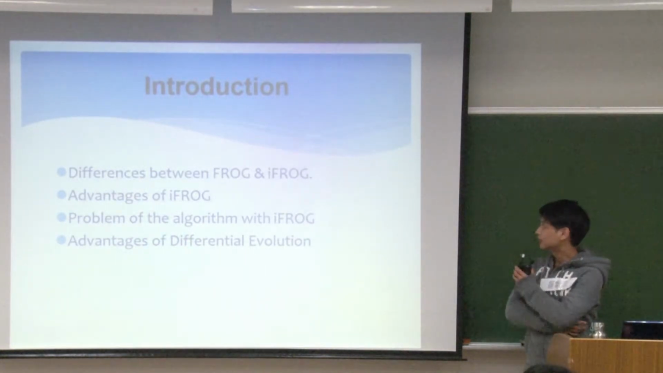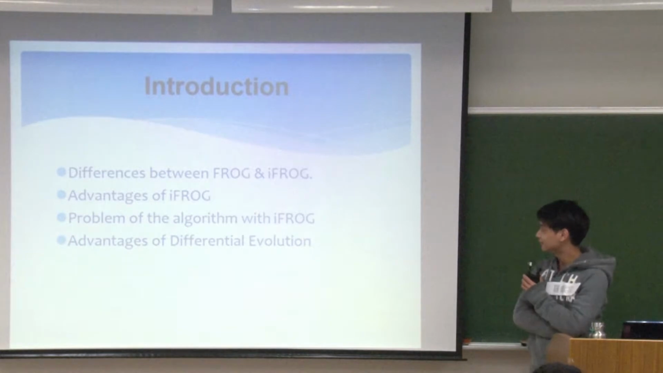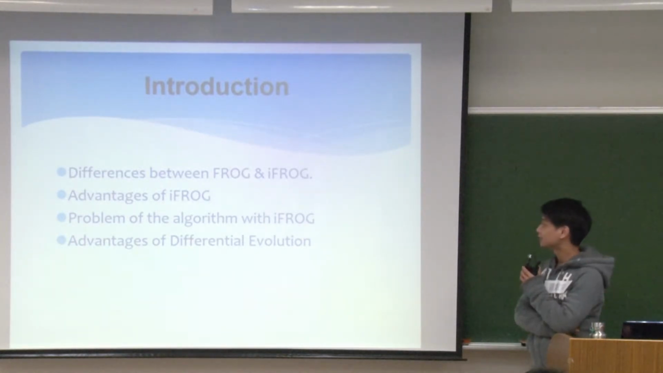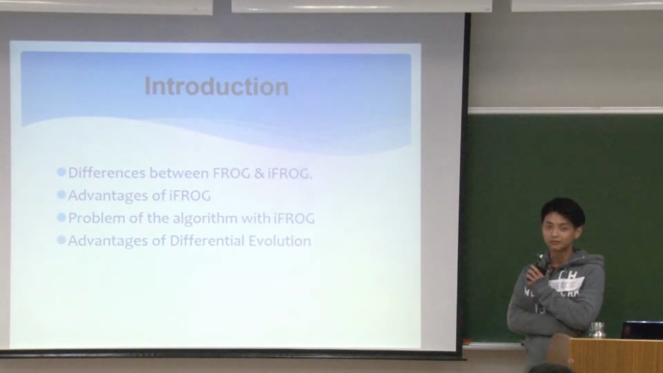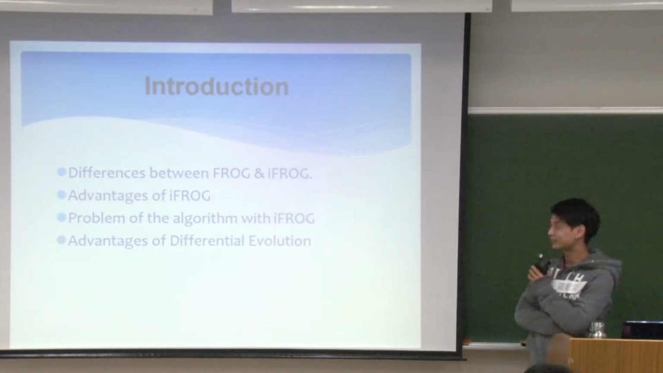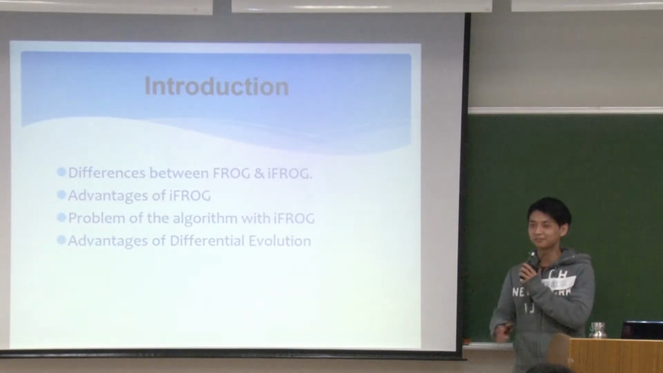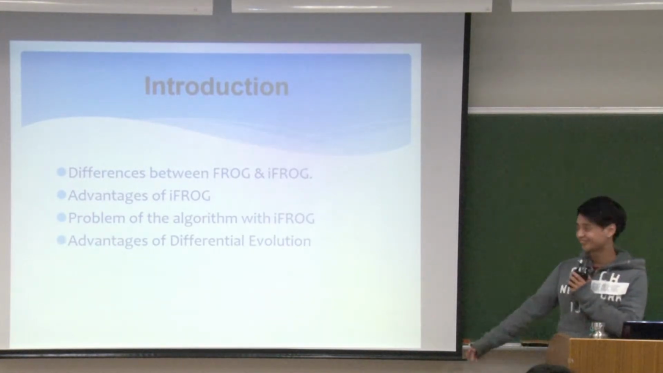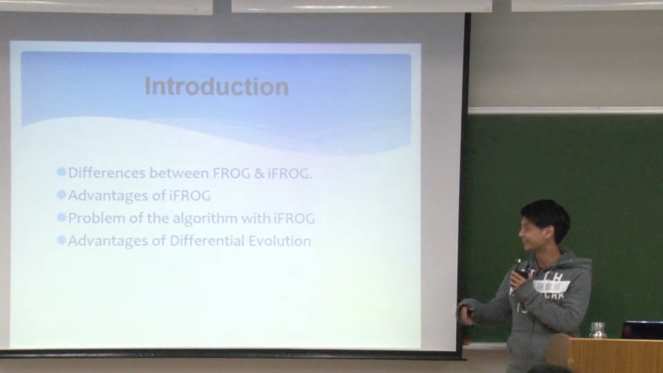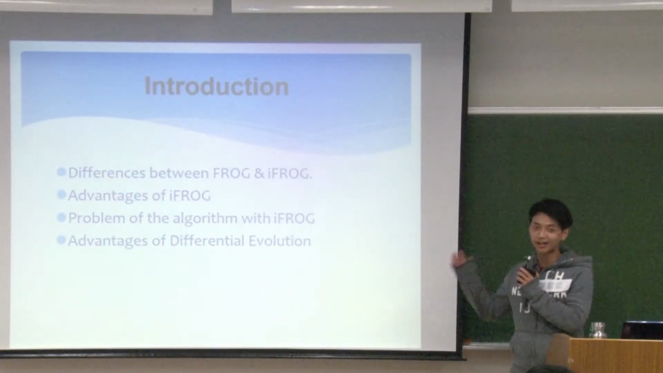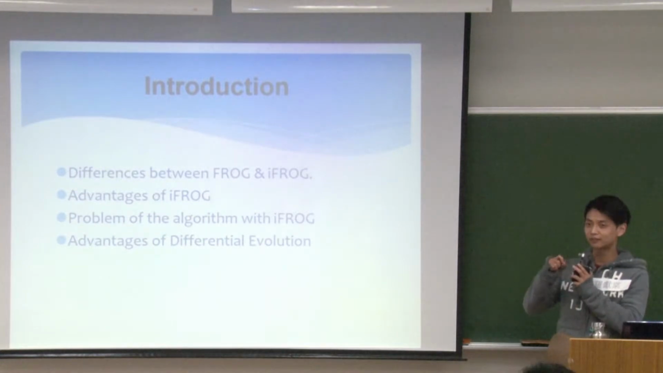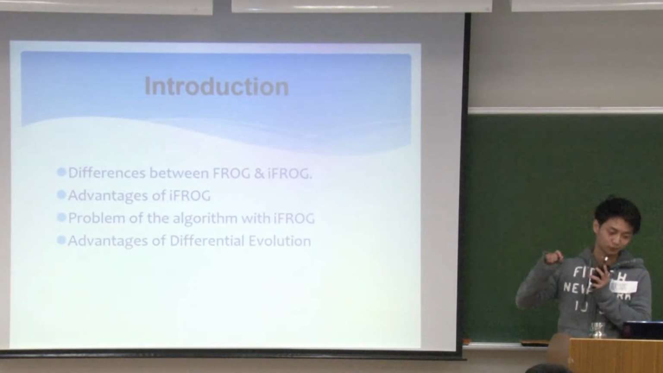So, the introduction. First I want to talk about the iFROG. What is the difference between FROG and iFROG? I think FROG is so familiar to you, so I won't explain it. And what is the iFROG? The difference between them is that iFROG uses two beams that are collinear.